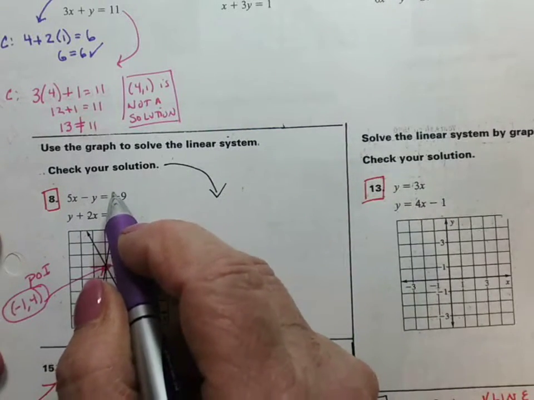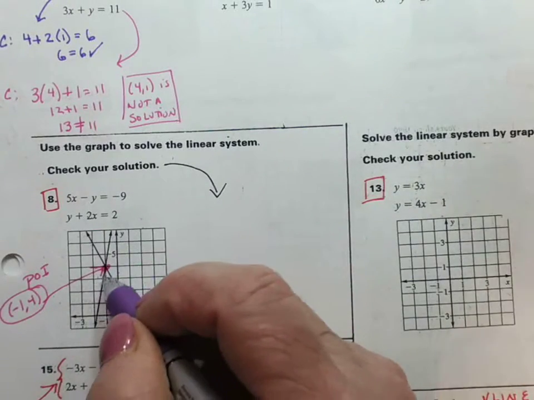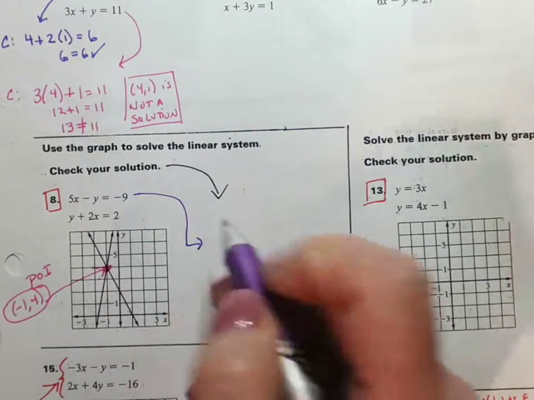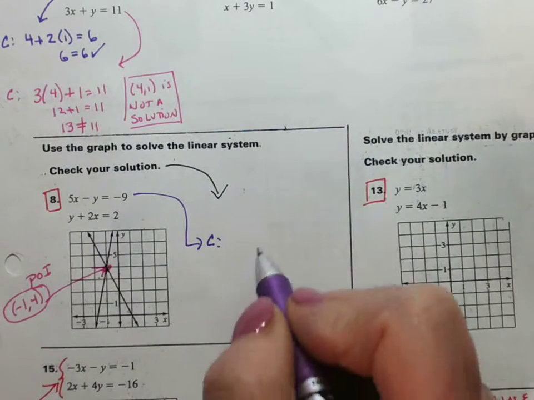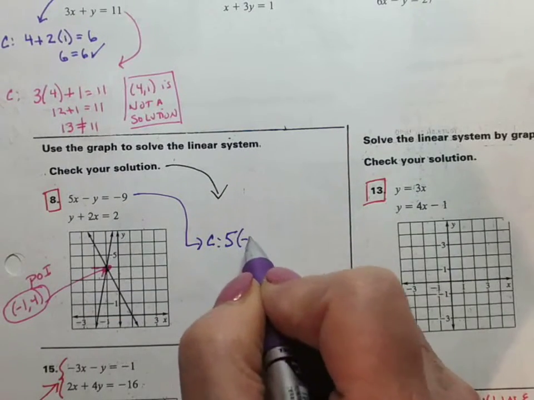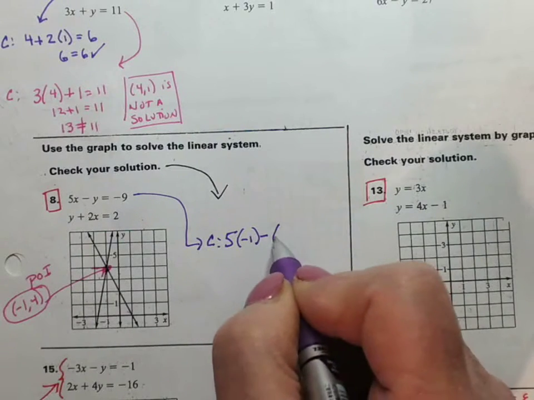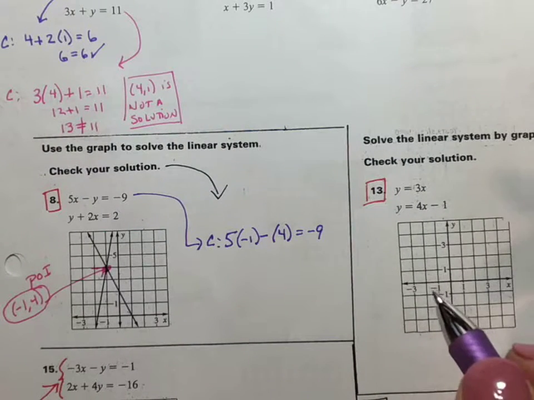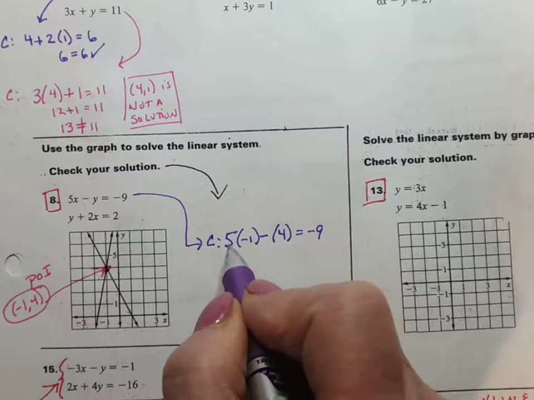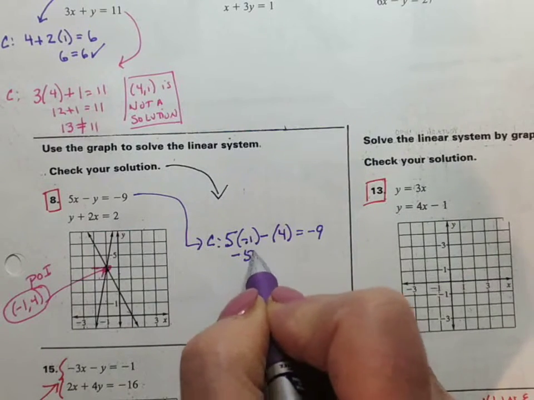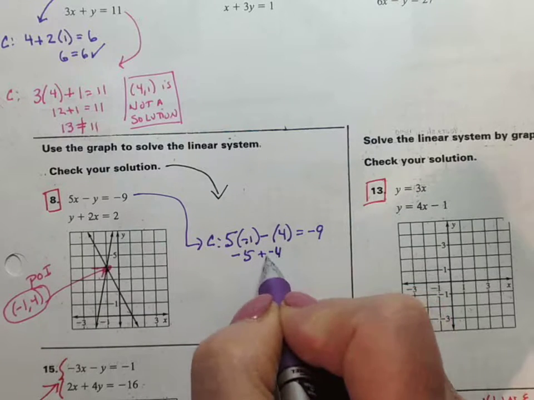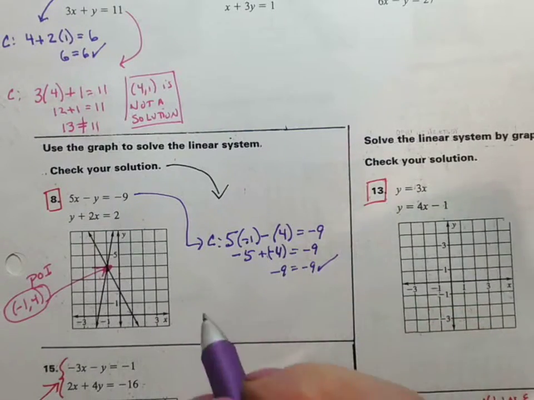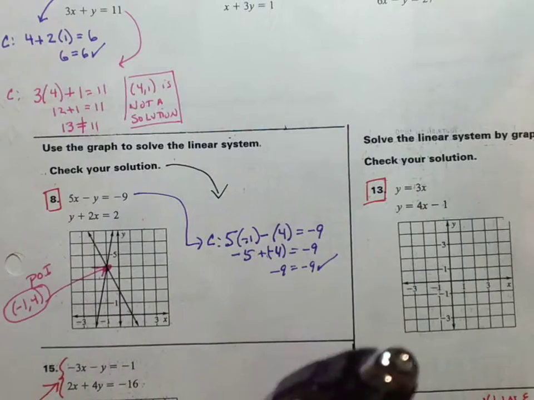So I want to make sure that I've found the solution correctly and I haven't mixed up my x and y coordinates. So I'm going to check the first equation. 5x is -1, minus 4 equals -9. Now don't fudge the check. And you know what that means. 5 times -1, -5 plus -4 equals -9. -9 equals -9. So this point checks correctly in the first equation.